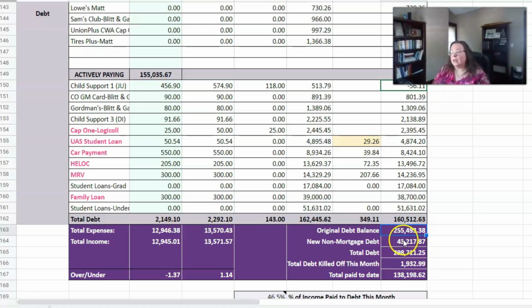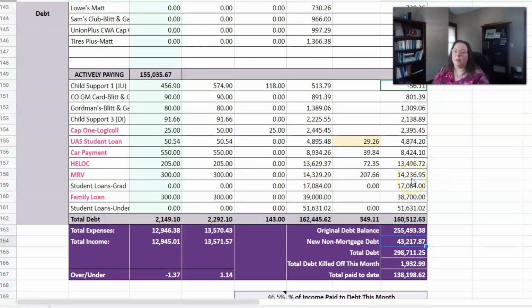So some of this new non-mortgage debt is that, and there's several $1,000s of that, probably 15,000 of this anyway. But then there's additional debt like the student loans, the graduate student loans. That's all new. And this Marriott card, that's new because we originally paid that off with the HELOC.